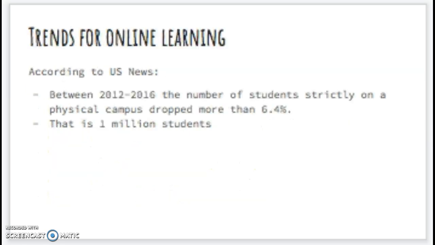Online learning is becoming a valuable tool for all universities. According to U.S. News, between the years of 2012 and 2016, the number of students who have no online courses and strictly learn on a physical campus has dropped by more than 6.4%. Think that's just a small percentage? Well, it's not. That's 1 million students. I think it's safe to say that the trend for online learning is trending upwards.